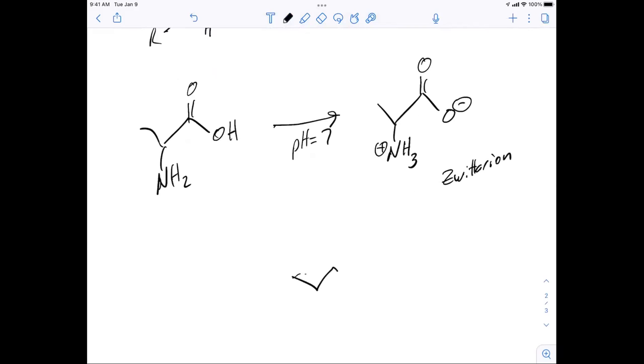Now, as we acidify, so if we think about this being kind of the neutral species, you're going to have several possibilities, right? You've got the possibility of going more acidic.